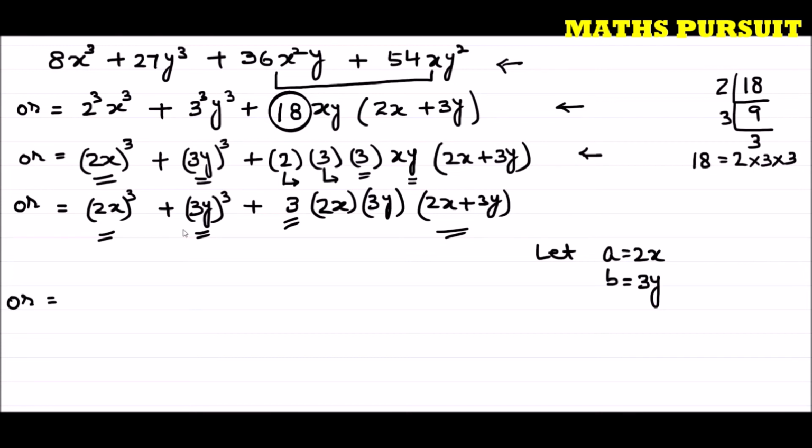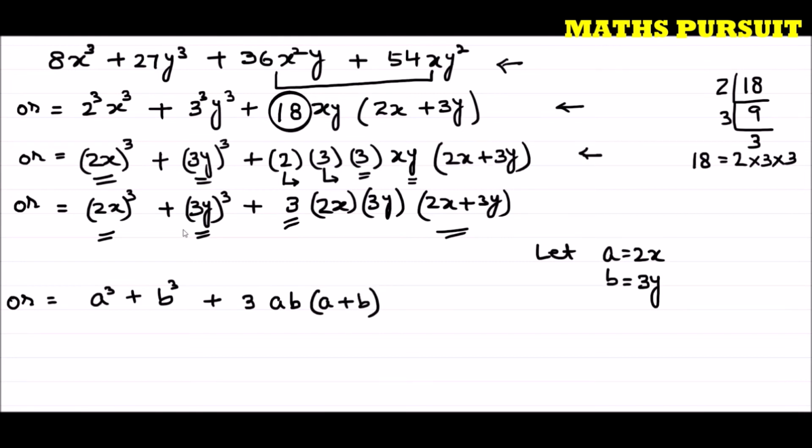Or I can write, instead of 2x, let me write a, because we have considered a is equal to 2x. So a to the power 3 plus, instead of 3y, let me write it as b to the power 3 plus 3. Instead of 2x, I can write a, and instead of 3y, I can write b. So 3ab, and then here I can write a plus b.